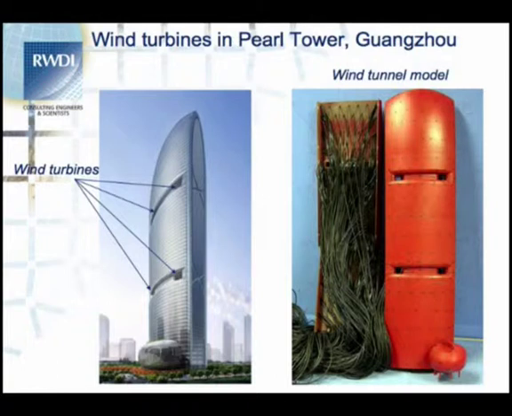On the Pearl Tower in Guangzhou, the wind turbines there were embedded lower down in the building, and so one of the issues you have to look at here is, can you shape the building in order to guide the wind into them for a wider range of wind directions, because clearly there's going to be some wind directions where they will not work. And also the surrounding buildings can have a big impact, as we learned on this project.